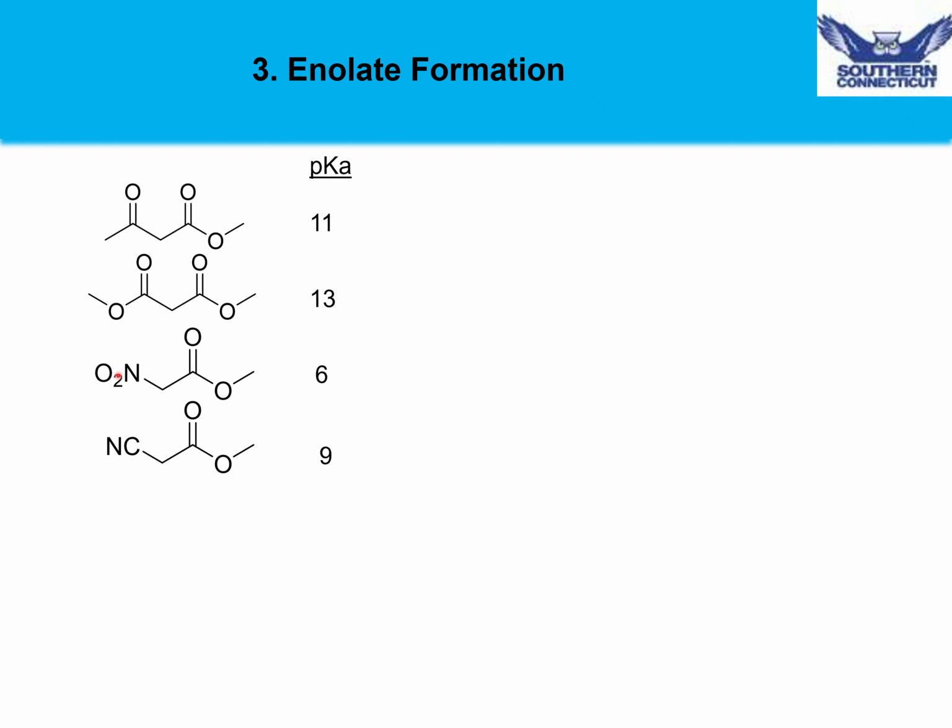A nitro compound and an ester lead to a pK value for these alpha hydrogens of about 6. And then a nitrile and an ester lead to the alpha hydrogens in between the two functional groups having a pK of about 9.